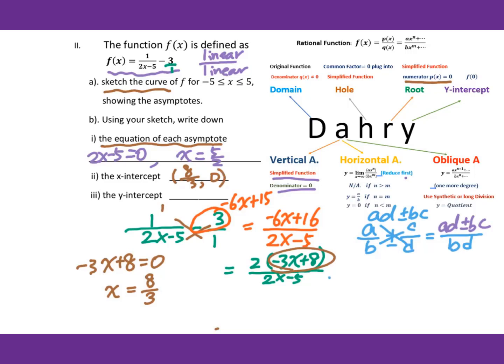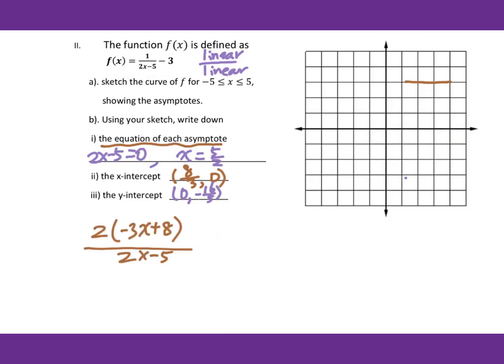For y-intercept, I just plug in f of 0 equals: 2 times... for negative 3x, that's 0. So basically 8 left. 2x is 0. That's why it's negative 5 left. You will get negative 8 over 5... Therefore, I can write down 0, negative 16 over 5 will be the y-intercept. Now we can sketch the graph.